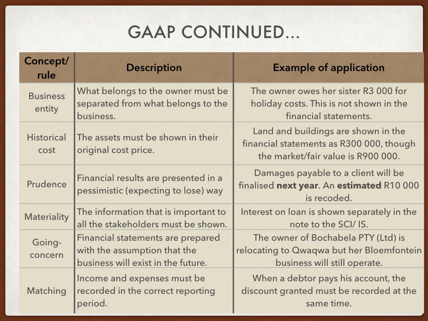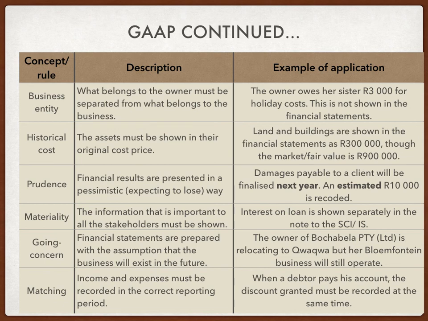Second on the list is what we call historical cost. According to this, the assets we have as a business must be shown in their original cost price. For example, land and buildings are shown in the financial statements as 300,000, even though the market or fair value is 900,000. This is to avoid fraud, as we have seen some companies do.